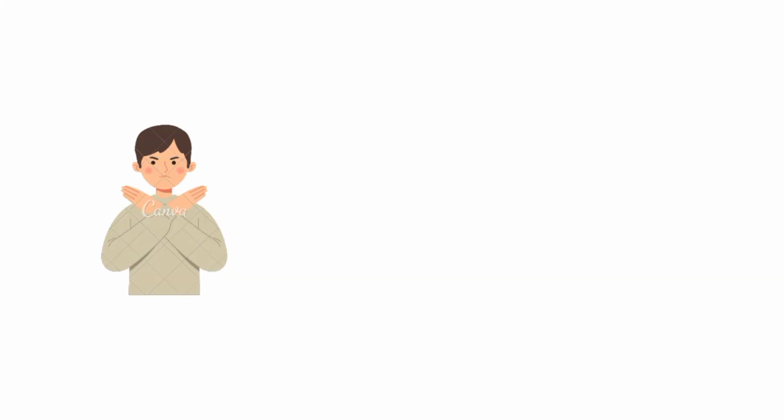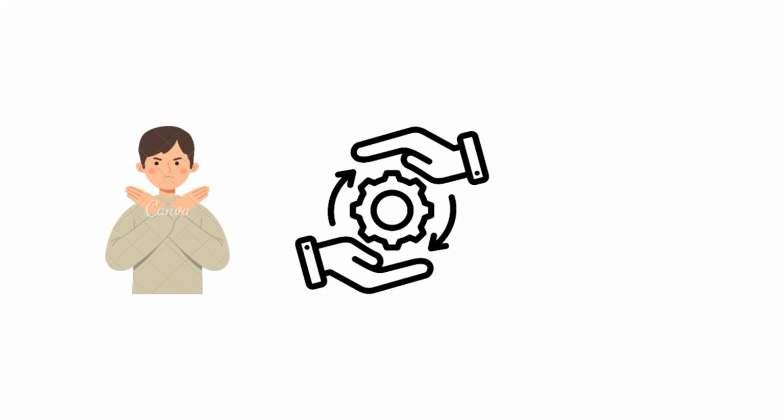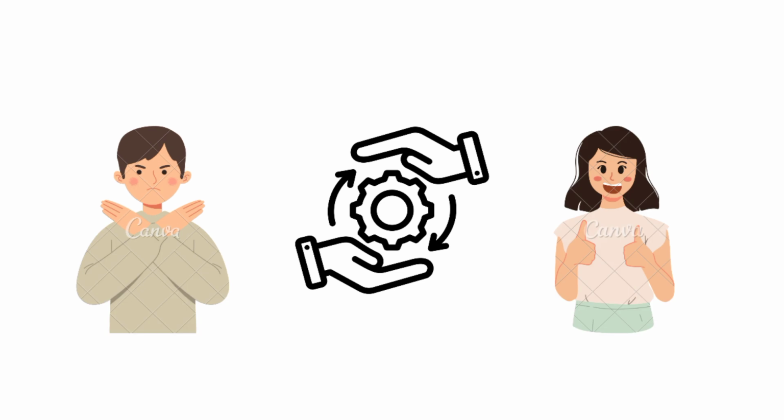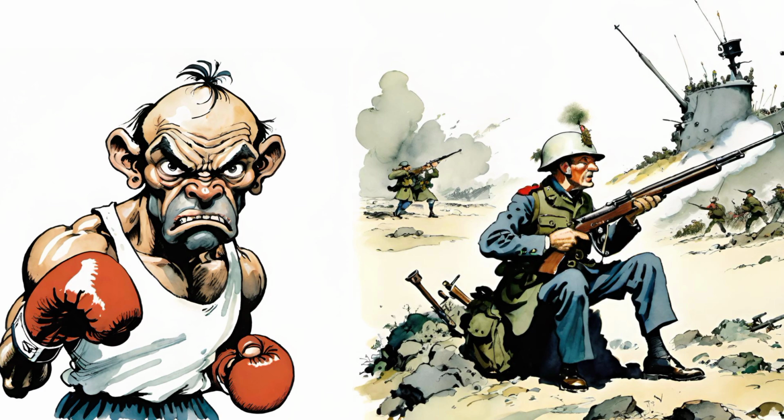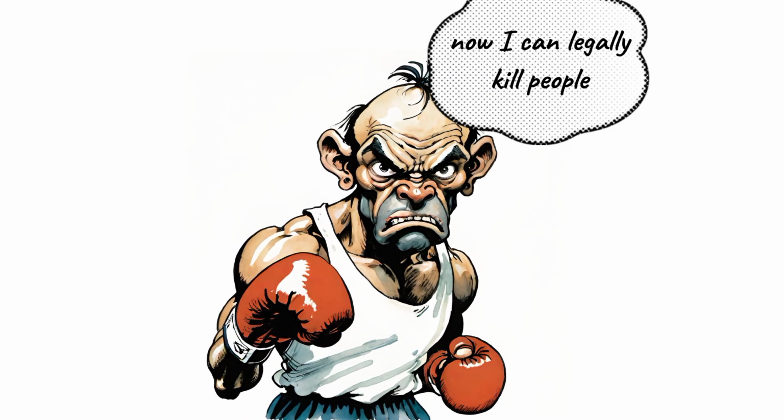Sublimation. This involves channeling unacceptable impulses into socially acceptable or constructive activities. It transforms negative emotions or instincts into positive actions. Example: a person with aggressive tendencies might take up a sport like boxing or become a soldier, where their aggression can be expressed in a controlled and acceptable manner.